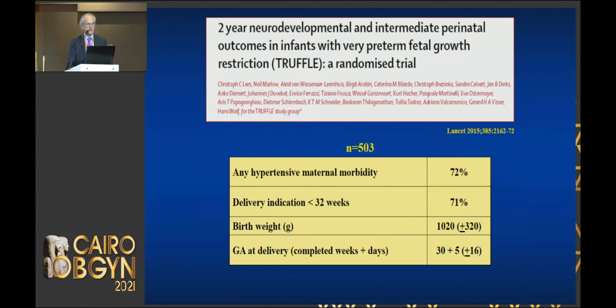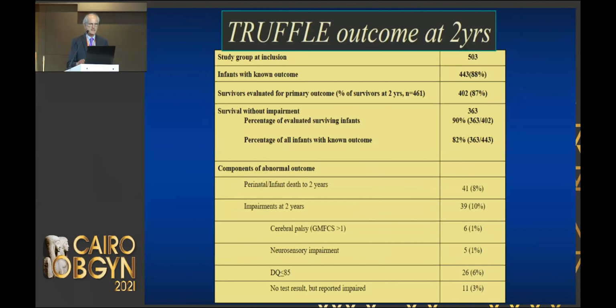Delivery indication before 32 weeks occurred in 71% of these fetuses. The mean birth weight of all these fetuses was about 1,000 grams, and gestational age at delivery was around 30 weeks plus 5 days.